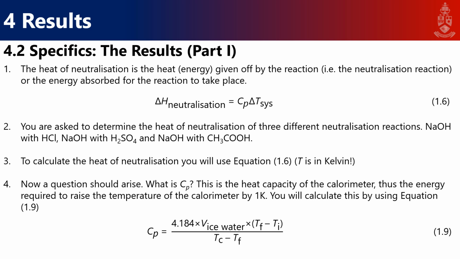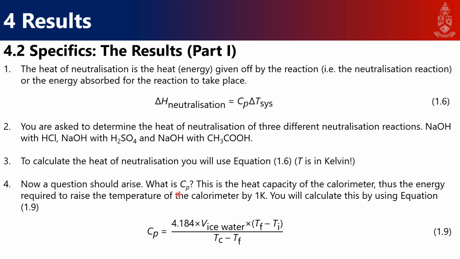So the specifics regarding your results section. Let's start with part 1. Remember, we looked at the heat of neutralization of 3 acid-base reactions. As a general concept, the heat of neutralization of these reactions will be equal to the heat capacity of the calorimeter at constant pressure times the temperature difference that you measured. So simple as that. That's our end goal. We want Cp and we want delta T to calculate Hn. And we did that for sodium hydroxide with 3 different acids. That is essentially what we did.